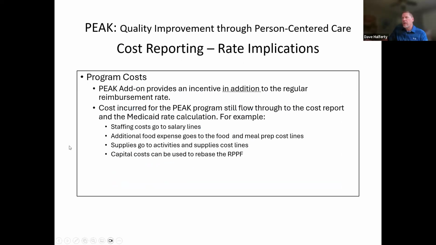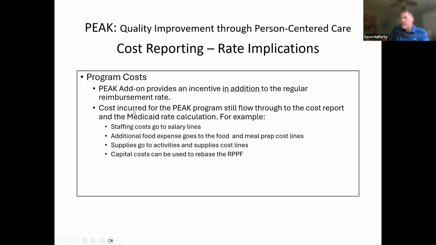Okay, well, I want to take a little bit of time and talk about program costs because, again, we acknowledge that doing PEAK and pursuing all of these changes is not a zero-sum thing. It's not a total trade-off. That, again, was one of the reasons that the PEAK incentive was first put in place, was to try to provide an incentive for facilities to just start to pursue that idea of culture change and person-centered care.